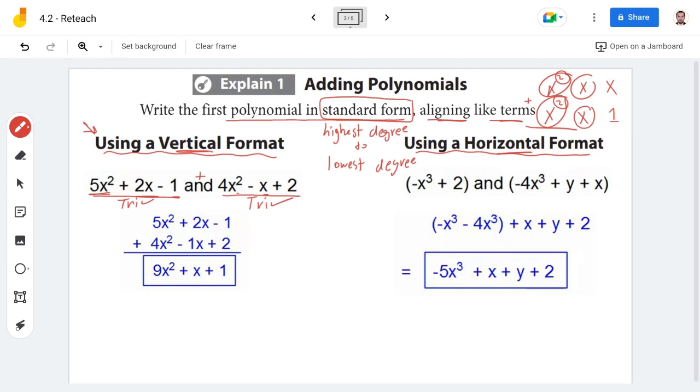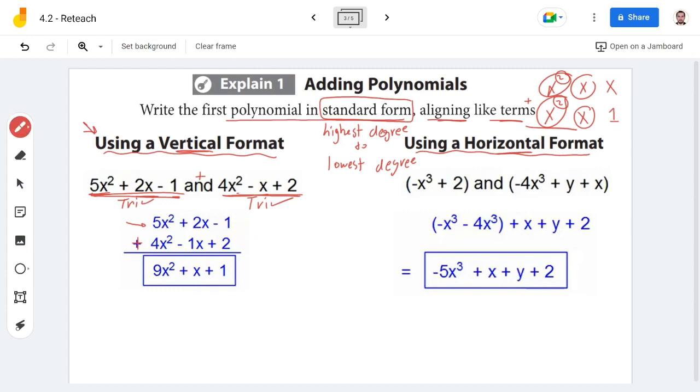Now you can put them above each other. As you can see here, 5x squared plus 2x minus 1 is written here. Then this 4x squared minus x plus 2 is written here. It's like grade 1. Then we put plus. Now you start adding them. When you start adding, it's better to start from left to right. Don't start from right to left. Always start from left to right.